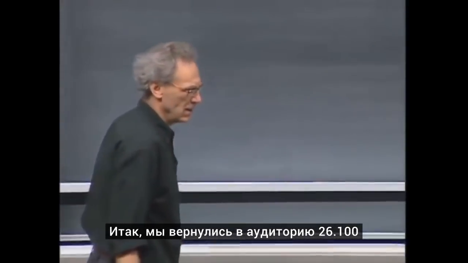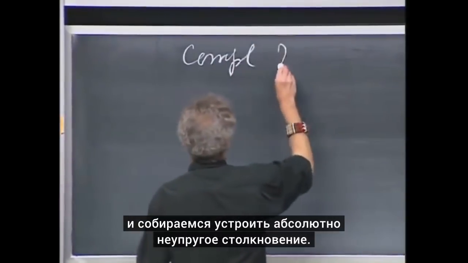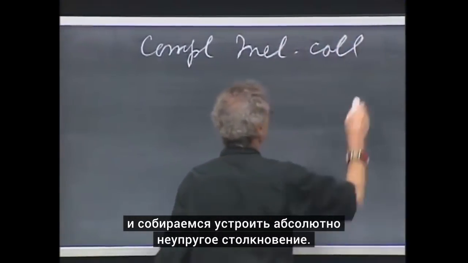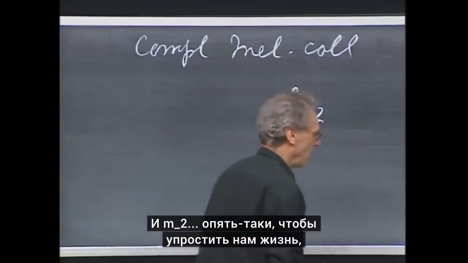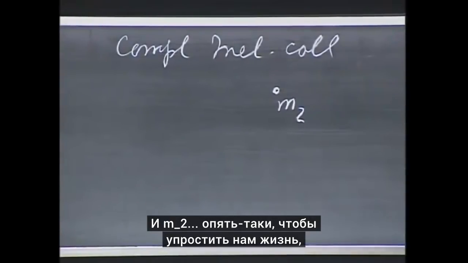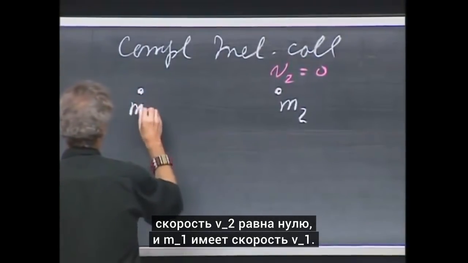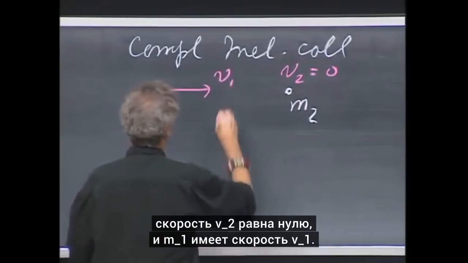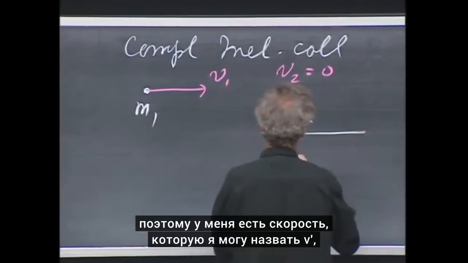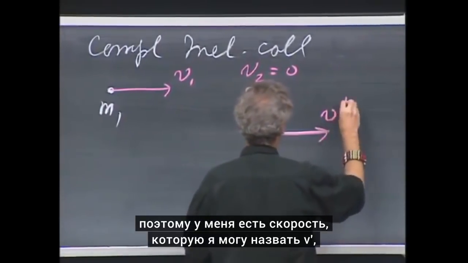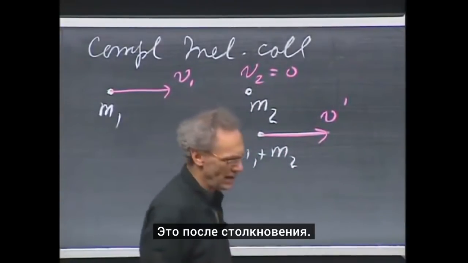So now we are back in 26.100, and we're going to make a completely inelastic collision. That means they stick together, remember? And M2, to make life a little simple, has no speed, V2 equals zero, and M1 has a velocity V1. You've seen this now a zillion times. They stick together, and so I have here a velocity which I call V prime, and the mass is M1 plus M2. That's after the collision.